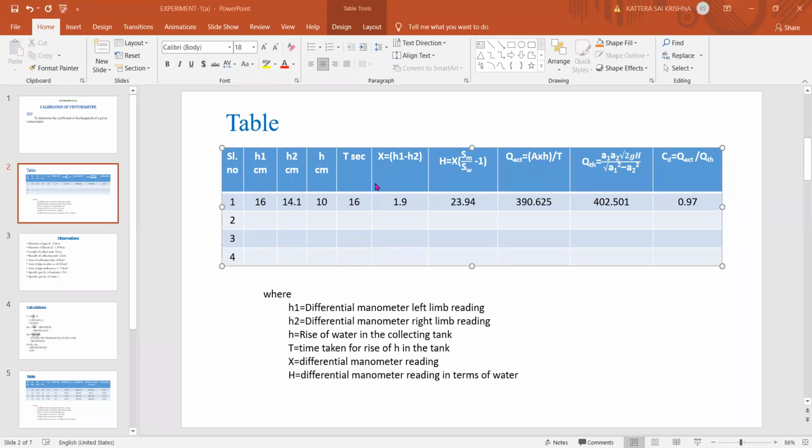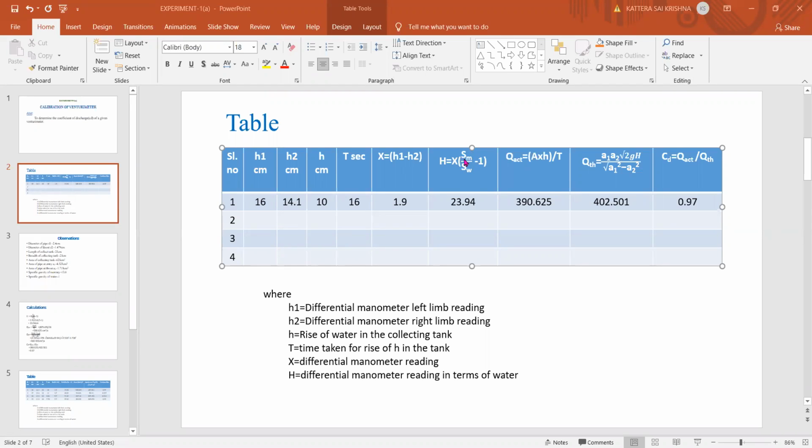Okay, I'll tell all the terms here. First, X equal to, what does X mean? It is the differential manometer reading. It is the difference of H1 and H2, the right reading minus the left reading. We need to take the difference of the manometric readings. X equal to H1 minus H2, capital X. And capital H is the differential manometer reading in terms of water. In terms of water, H equal to capital X into SM by SW.